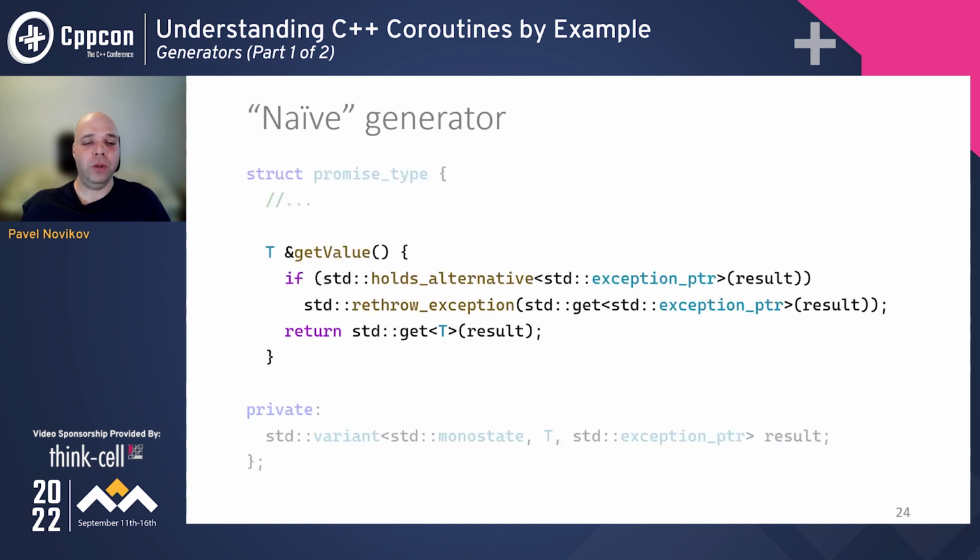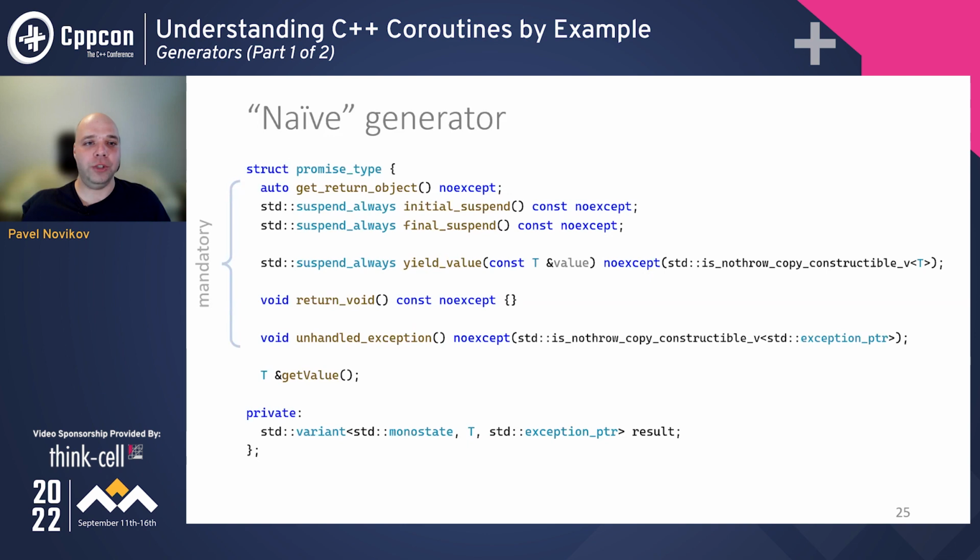Okay, that is all the mandatory functions that we need to define. This is the convenience function. Here we just check if we have an exception stored in the result. In case we have an exception, we rethrow it, and otherwise we just return a reference to the stored value. The precondition to this function is that we must have a result or exception, so we should have resumed the coroutine before calling this function.